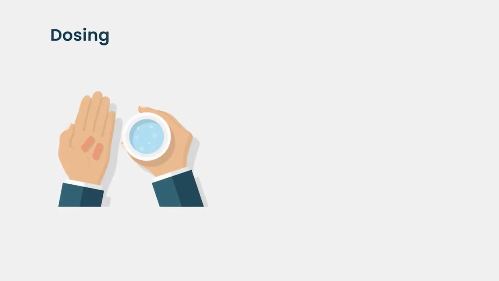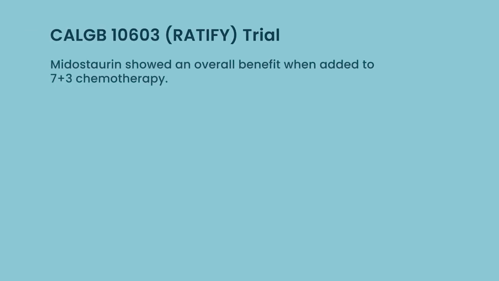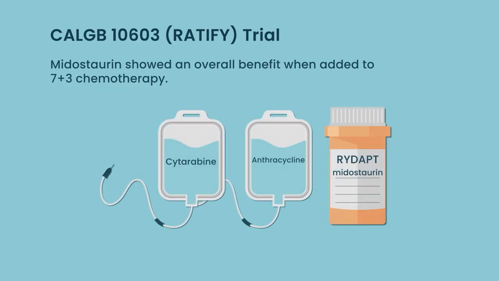Midostaurin was given at a flat dose of 50 milligrams twice a day, starting at day 8 and continuing through day 21 of chemotherapy. And then it was added during consolidation chemotherapy as well. The primary endpoint of the study was to show overall survival benefit with the addition of midostaurin to standard chemotherapy. And the study did meet its primary endpoint, and there was a survival benefit for patients who had received midostaurin compared to those who were receiving placebo.